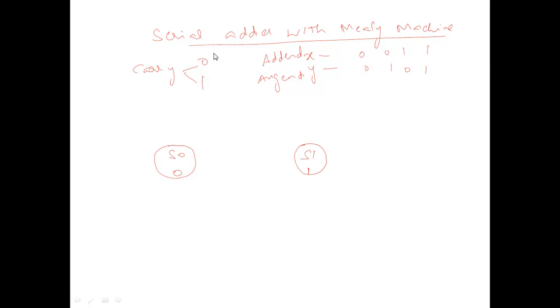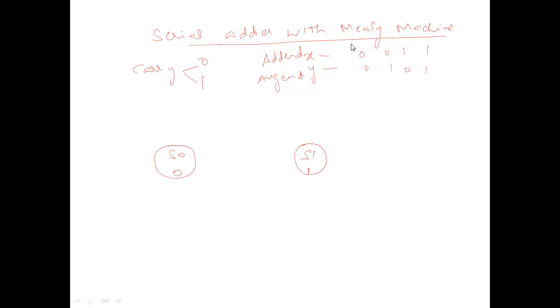So for performing the serial addition operation using the Mealy machine model, only carry is the thing which you are going to store. So carry can be 0 or 1. So only two states you have. Now say for example, we are starting from the state S0. In the state S0, carry bit is 0.